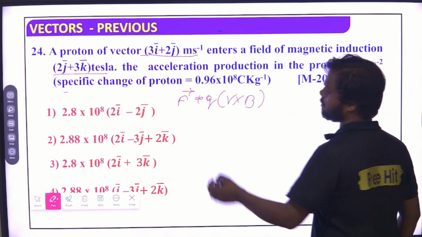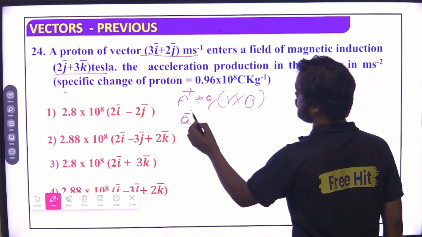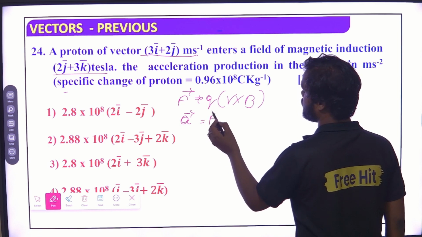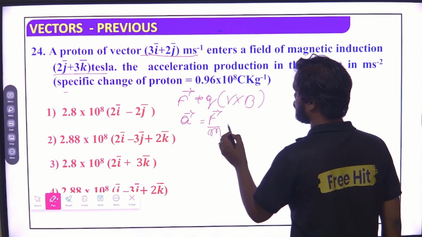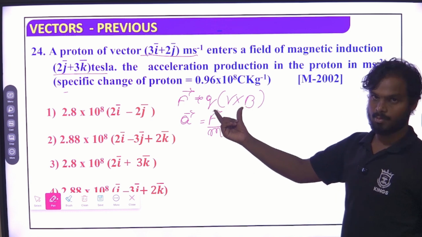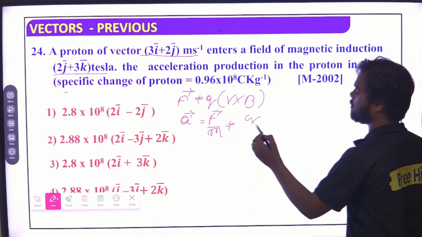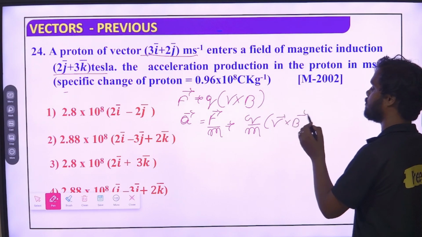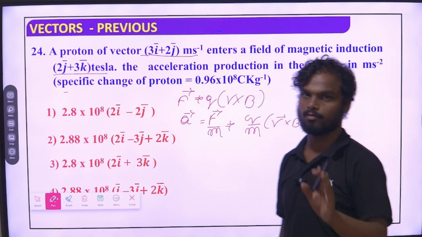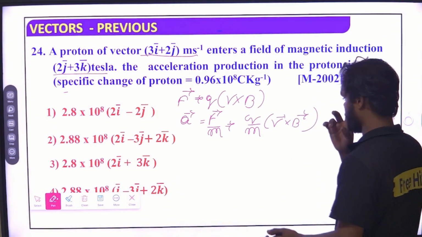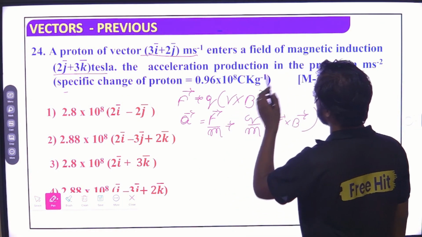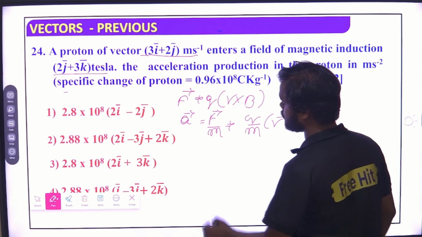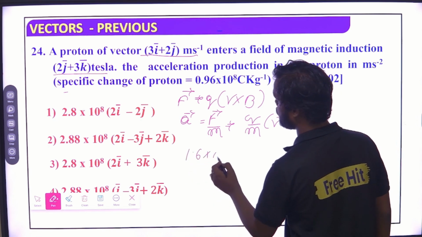It asks me the acceleration. So what is acceleration? Acceleration is equal to force divided by mass, yes or no? So just divide this value by mass. So what are we left with? Q by m into V cross B. Now how to find V cross B? I explained how to find V cross B using the determinant concept. What is the charge given? A proton. What is the charge on a proton? 1.6 into 10 to the power minus 19.